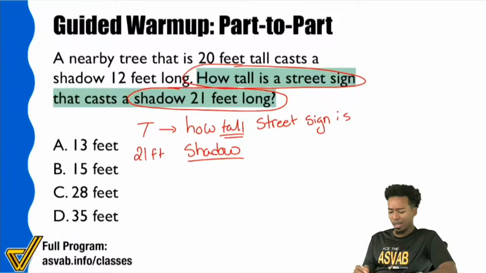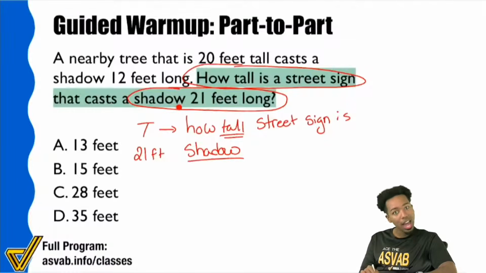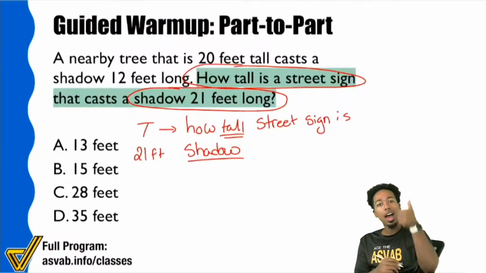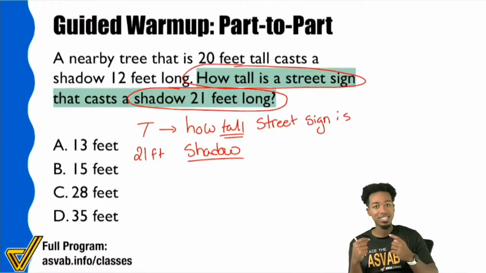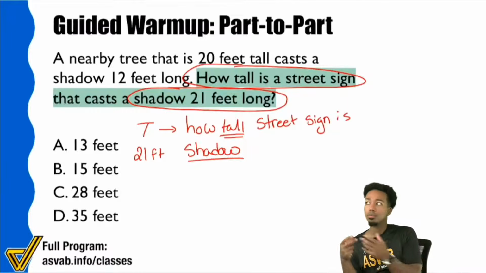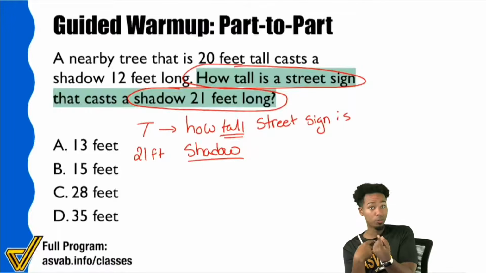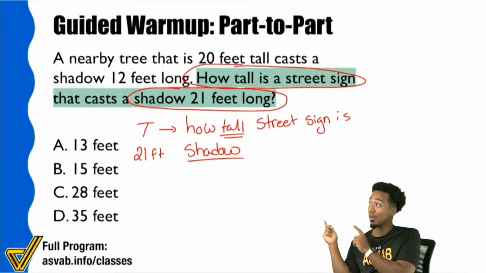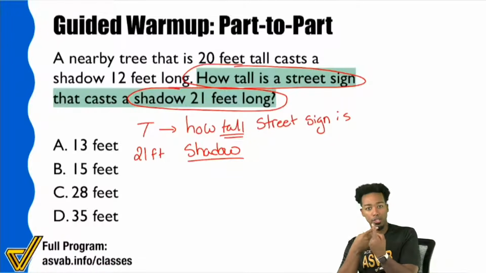And then in the question it says, how tall is a street sign that has a shadow 21 feet? Height, how tall, versus shadow, in two sentences, happens twice. That is comparing the same things. Well, the same things being compared. We have to compare them the same way to do a proportion the right way. But we see that the same things are being compared. We've got to make sure they're compared in the same way.